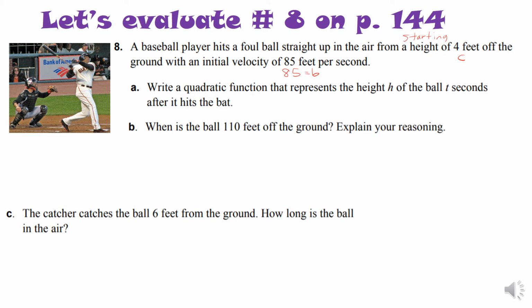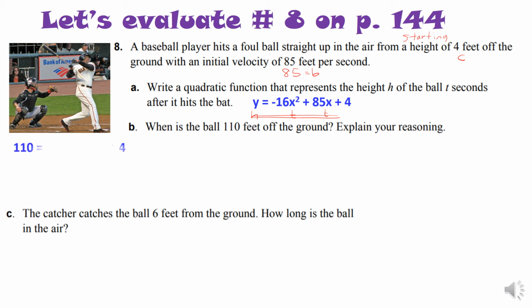Okay? So they want you to write any quadratic function that represents the height of the ball seconds after it hits the bat. So I changed it to X and Y. That's always my habit. And so this would be where you would put the H if you put an H, and this would be the T if you wanted to do that. Okay? But I just left it as X and Y. Then they say, when is the ball 110 feet off the ground?